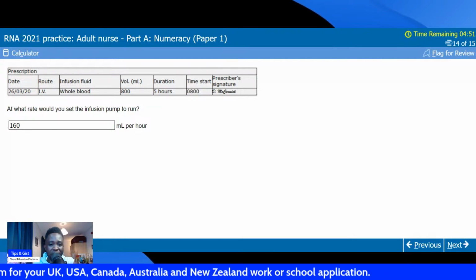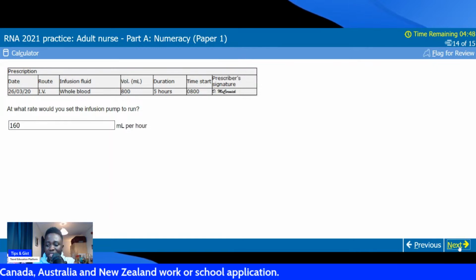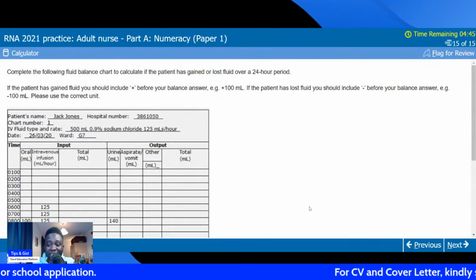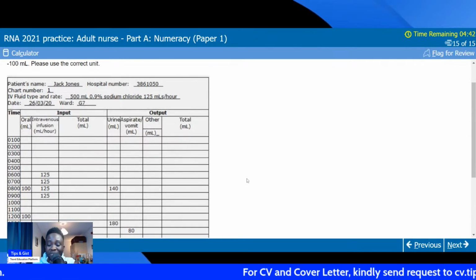We have 4 more minutes to finish. Now, if I'm running out of time, I will just fasten it. If it's 1 minute, I'll just fasten it.